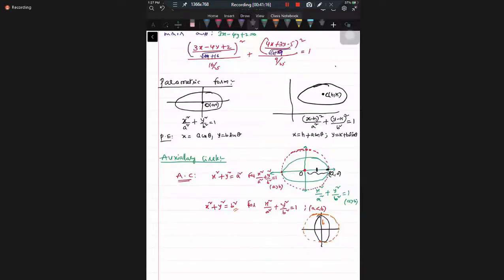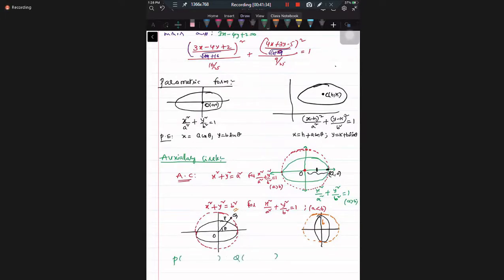Okay. Now, for example, I have taken this as an ellipse. This is the auxiliary circle, which makes an angle theta. This is P and this is Q. Can you tell Q in parametric form? Anyone? P is a cos theta, comma b sin theta. What about Q? Tell me.